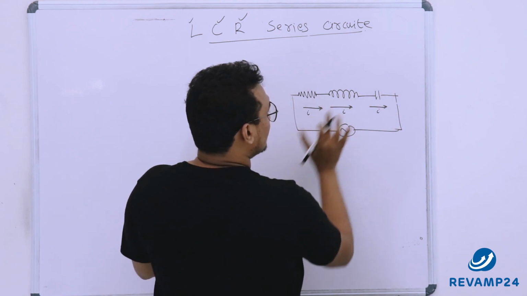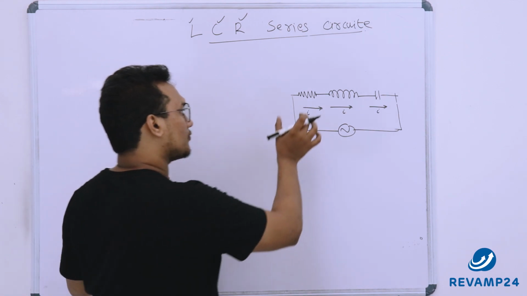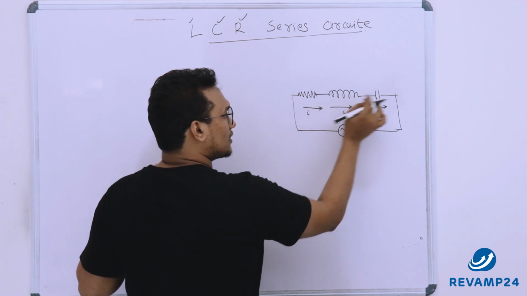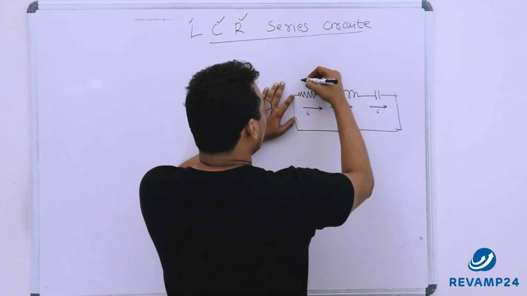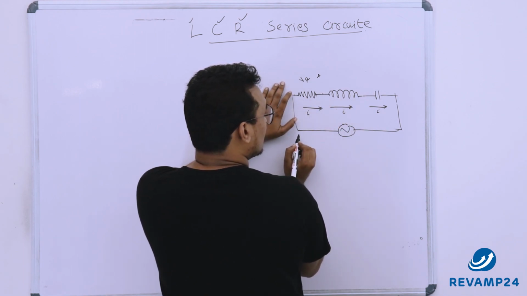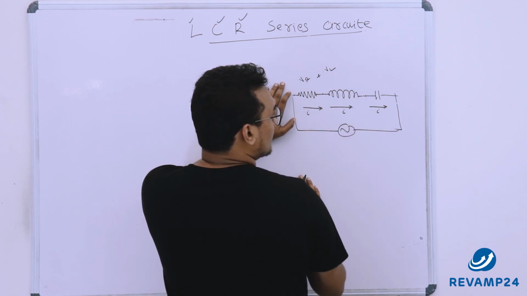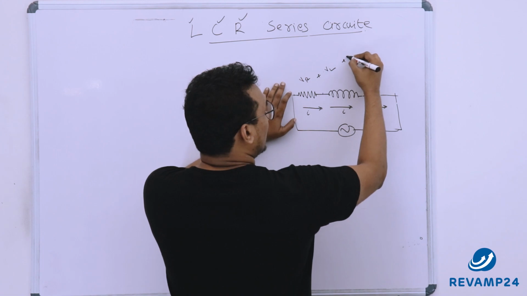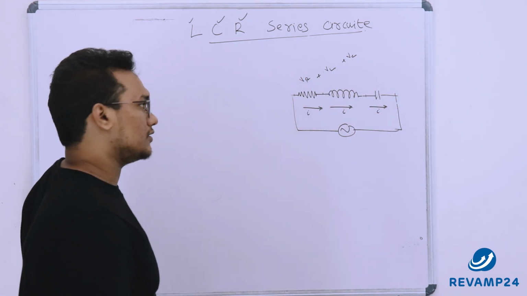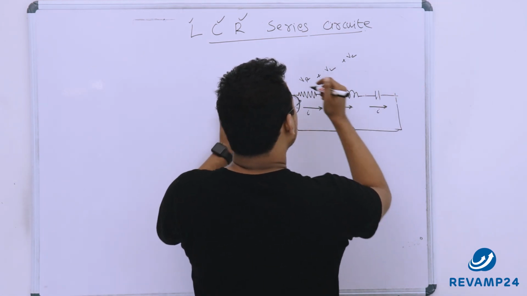When elements are connected in series, the potential across each element won't be the same. Here it would be one value, here the next value, here the next value. But to get the total potential difference, we have to add VR, the potential drop across the resistor, and add VL with this, and add VC with this, to get the net potential difference between these two points.